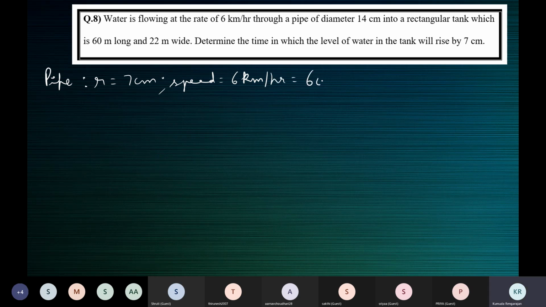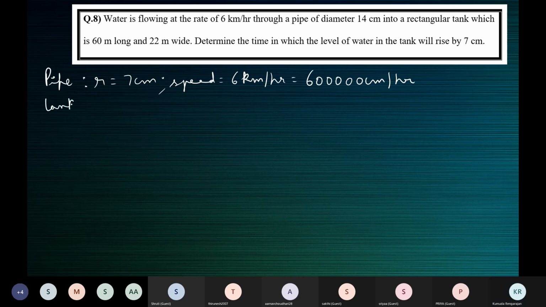So when you add 3 zeros, it's converted to meters. And meter to centimeter, 2 more zeros. So many centimeters per hour. 6 kilometers per hour, I converted it to meters first. I added 3 zeros, and then from there to centimeter, 2 more zeros. This is given about the pipe, and now about the tank, which is cuboidal.